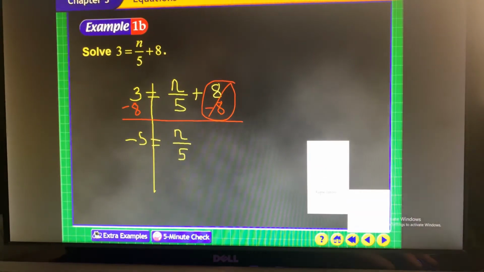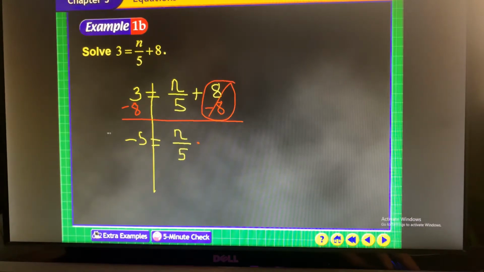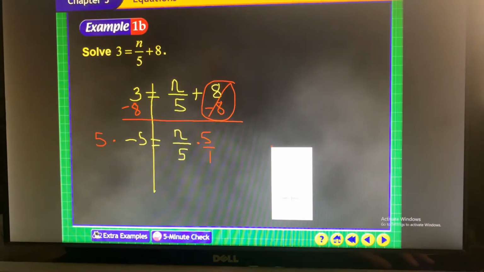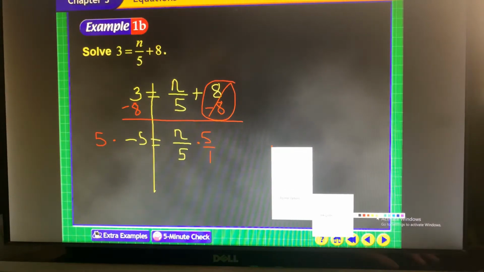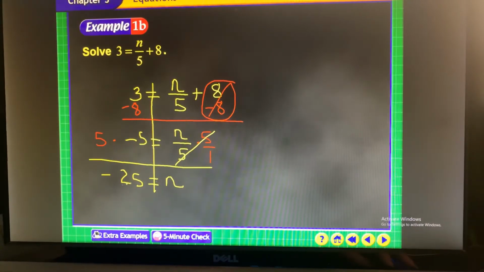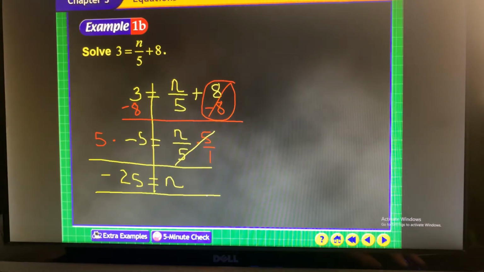How do you undo division? With multiplication. Multiply both sides by whatever's in the denominator because you want to be able to cancel it like this. So both sides. So why don't I write over 1 here? Well, because this isn't a fraction, so I don't need to. Go back. And I have negative 25 on this side. And because I canceled those two, I have n. So n is equal to negative 25.